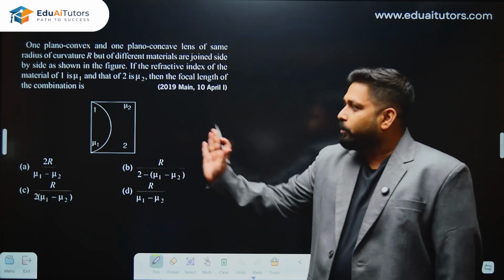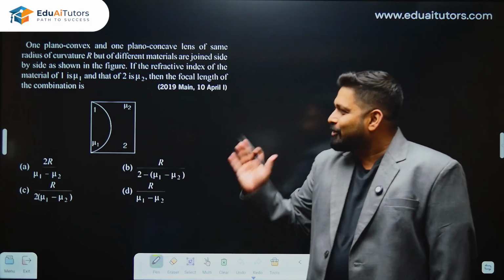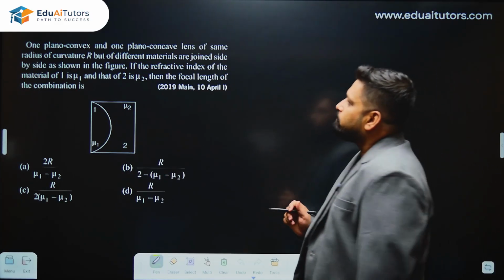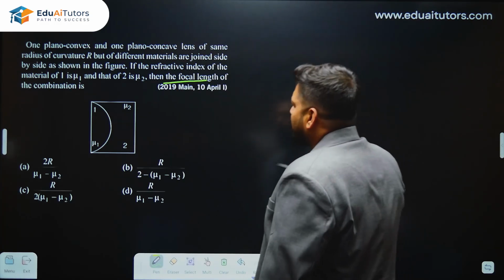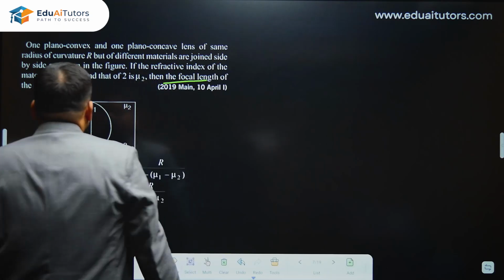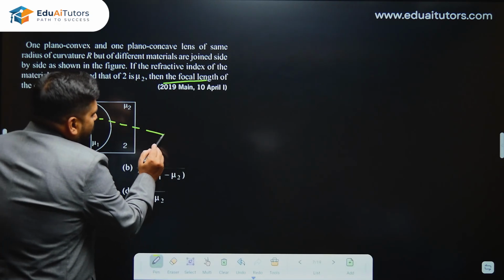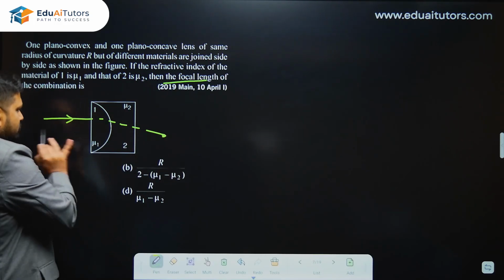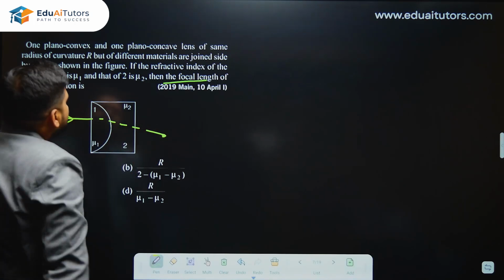Well, try my trick, because if you do it with a regular method, it will become quite complicated, isn't it? So try this method. First of all, we have to talk about the focal length of the combination. For the focal length of the combination, you must understand that if the light is coming parallel like this, it must refract and meet somewhere over here, right? The light should come parallel to the surface and must refract and meet somewhere over here.